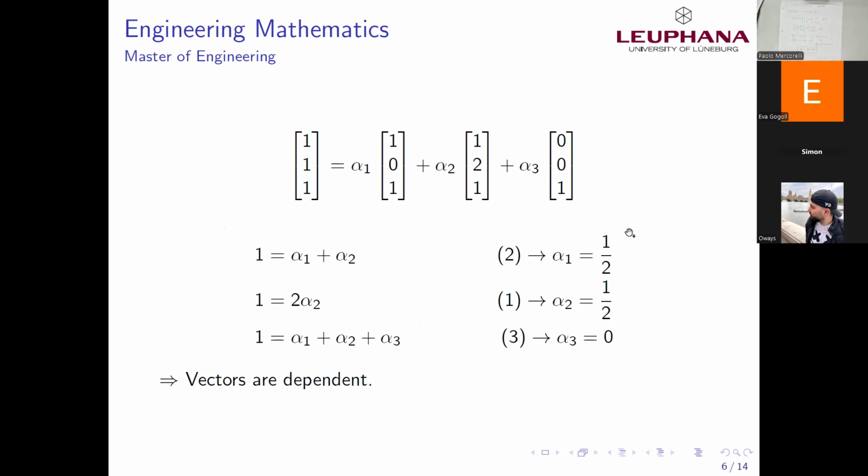In fact, we can see that I can generate, using alpha 1, alpha 2, alpha 3, which are not all 0, the vector 1, 1, 1. The calculation is the same. 1 equals alpha 1 plus alpha 2. 1 equals 2 times alpha 2. 1 equals alpha 1 plus alpha 2 plus alpha 3. Doing the calculation, we can see that alpha 2 is 1 divided by 2. If I plug in alpha 2 here, we have alpha 1 equals 1 divided by 2. And then if I plug it in equation number 3, we have alpha 3 equals 0. Just one alpha is equal to 0. I mean, I find the solution.